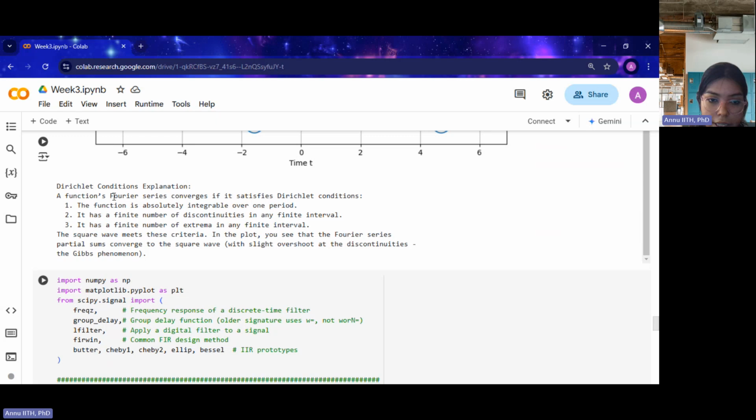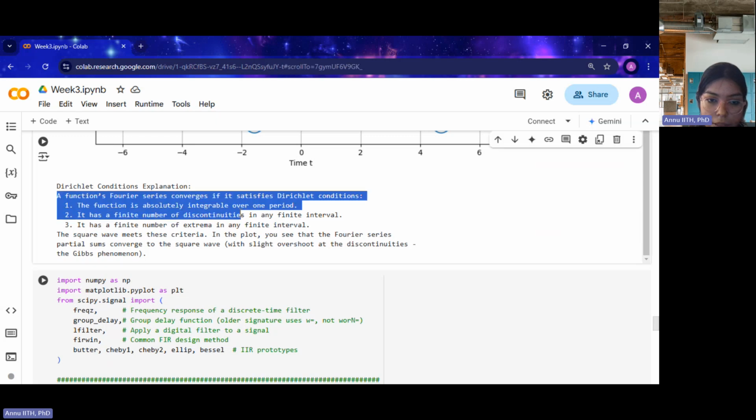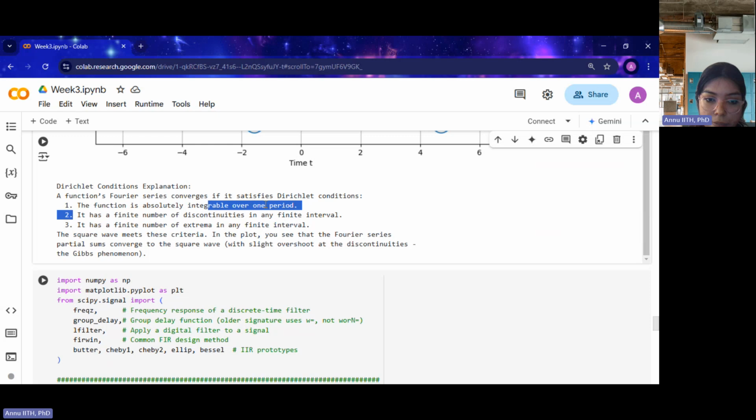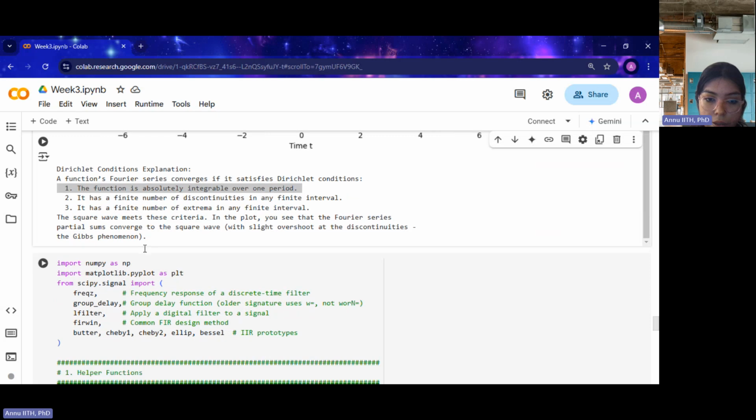So Dirichlet's condition explanation: a function's Fourier transform converges if it satisfies these conditions. It has a finite number of discontinuities. It has a finite number of extrema. The function is absolutely integrable. The square wave meets all these criteria. And in the plot, you see the Fourier series partial sums converge to the square wave.